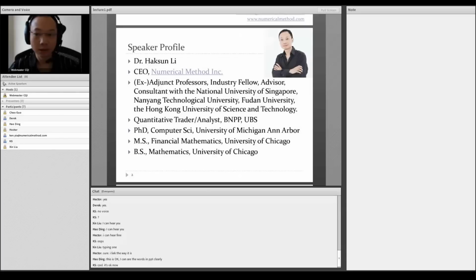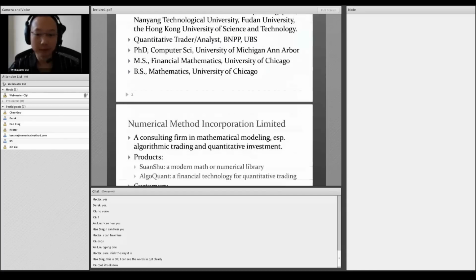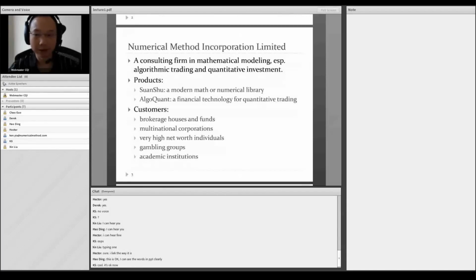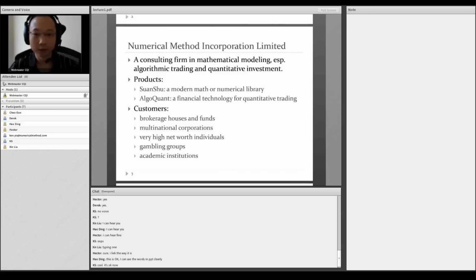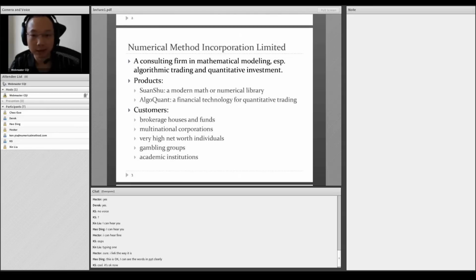The company itself is a mathematics consulting firm. We specialize in algo trading and quant trading. On top of our consulting business, we sell software. We sell Shanshu, a math software with numerical libraries, and also AlgoQuant, a financial technology for quantitative trading. We shall be using AlgoQuant in this course for demonstration and illustration purposes.